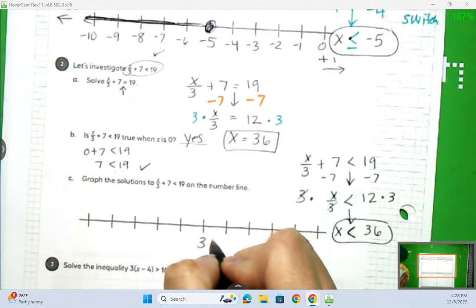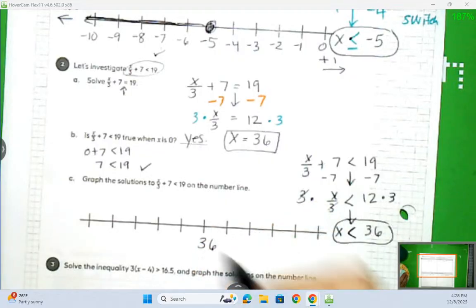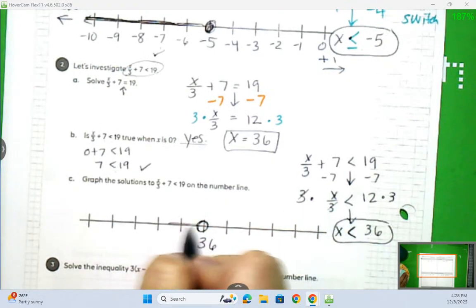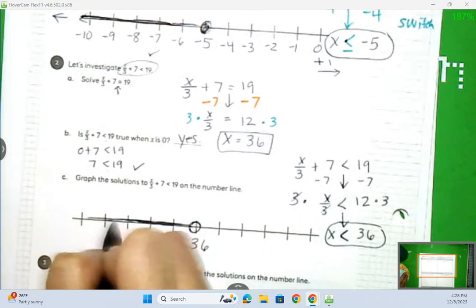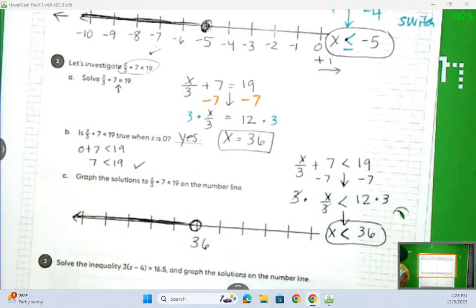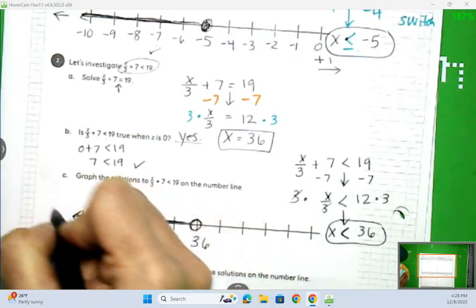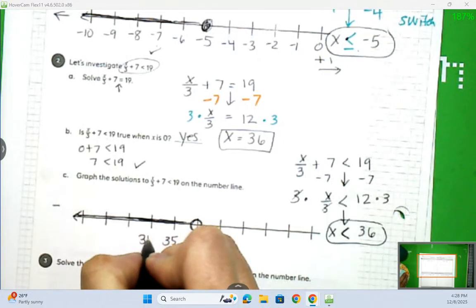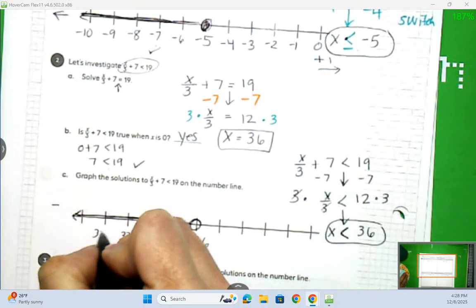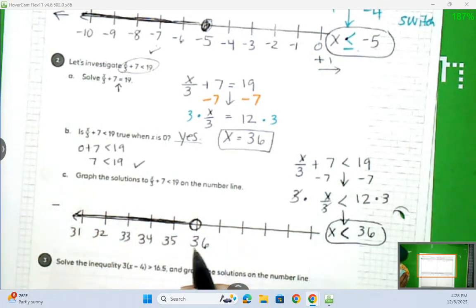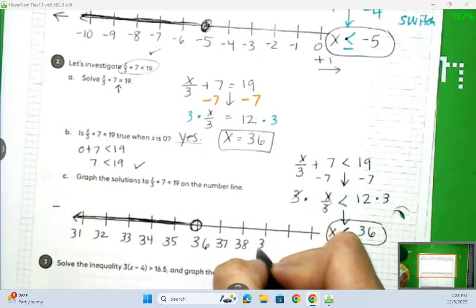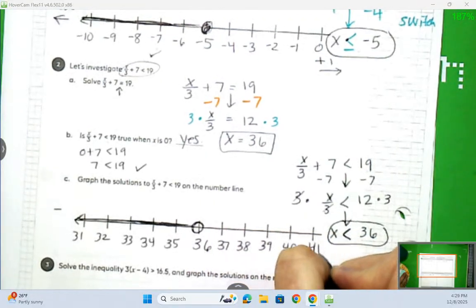Okay, we're going to write 36 in the center. We're going to have an open circle, and less means we're shading to the left. Ordering some numbers here, in the negative direction, we're going to subtract 1. So 35, 34, 33, 32, 31. Adding 1, going to the right and getting larger: 37, 38, 39, 40, 41.